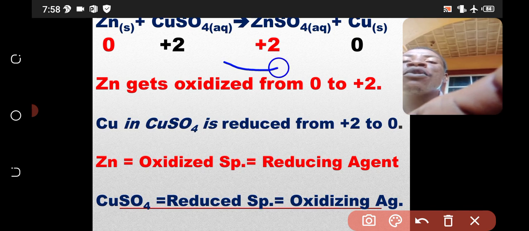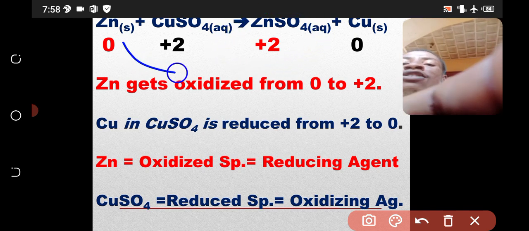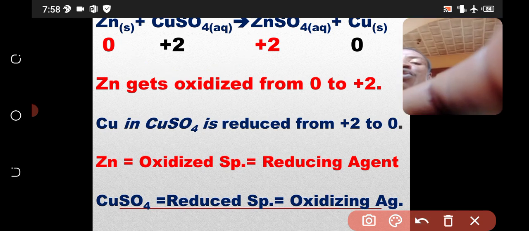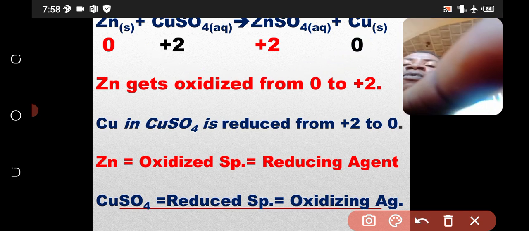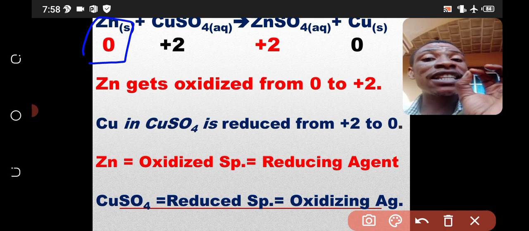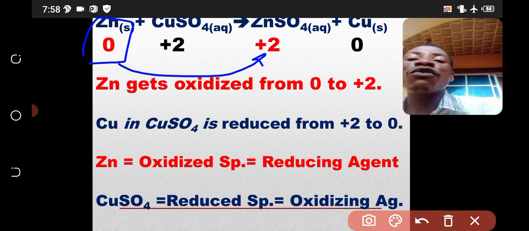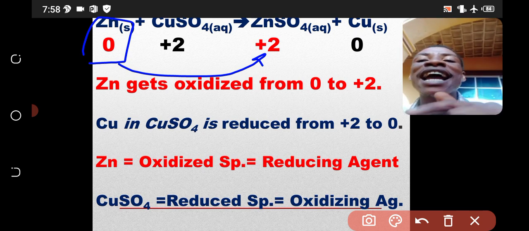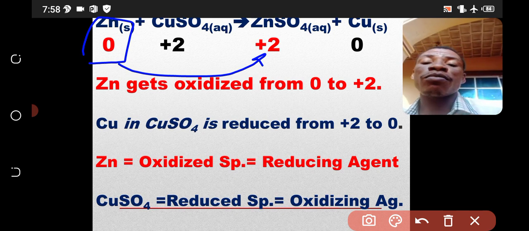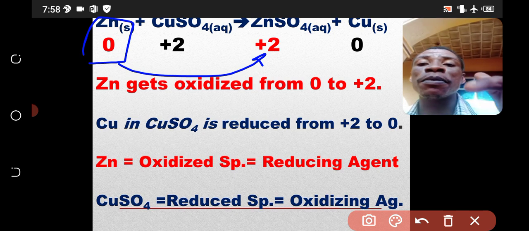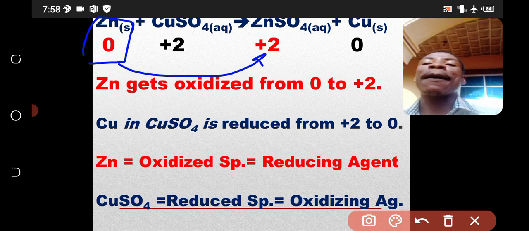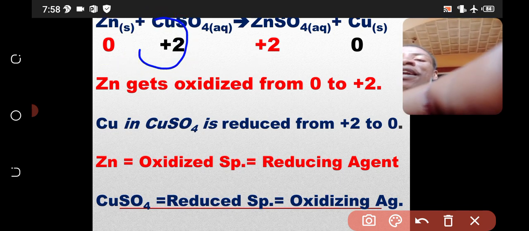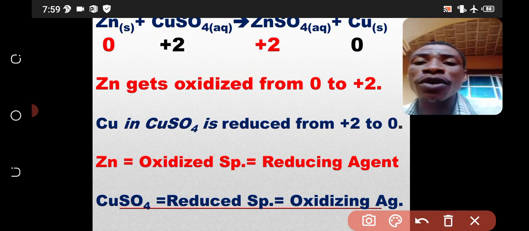Now if you come to the product side, the zinc has turned to ZnSO4, and the CuSO4 has been reduced to ordinary Cu. How do I know this? Because zinc is in the 0 state at the reactant side. Now it's increased to plus 2. If you do what I did for CuSO4 for ZnSO4 too, you're going to discover that the zinc inside is actually plus 2, because that will be Zn plus minus 2 equals 0. So Zn will be plus 2. So zinc actually oxidizes from 0 to plus 2, while copper in CuSO4 reduces from plus 2 to 0.